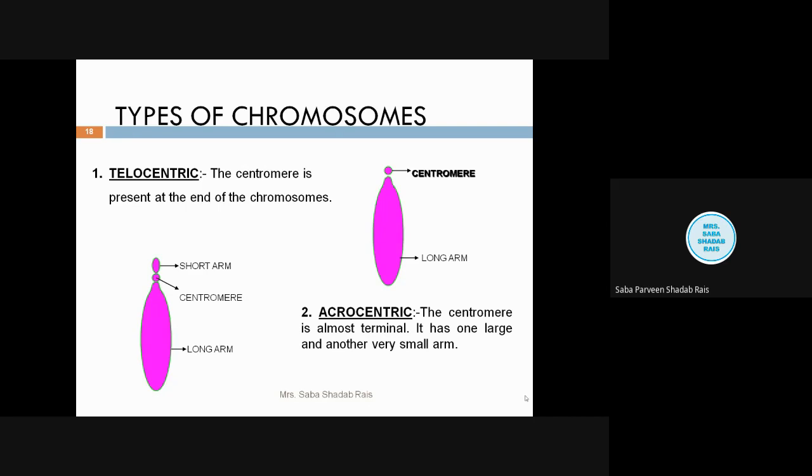This region, the centromere, divides the chromosome into two arms. You always need to remember that the longer arm is the Q arm and the shorter arm is the P arm. The centromere plays a very important role at the time of cell division. So how are chromosomes divided on the basis of the presence of the centromere?